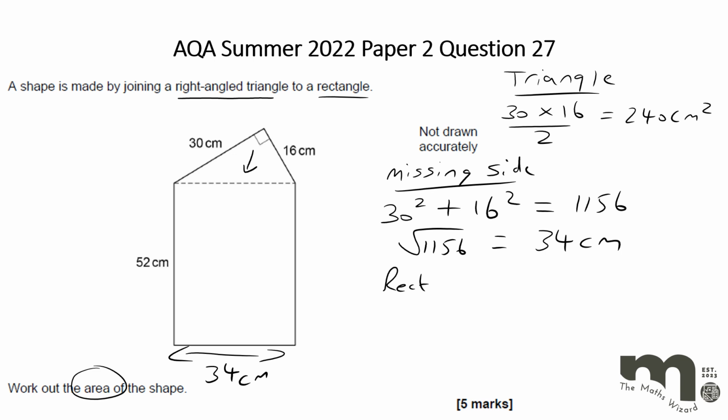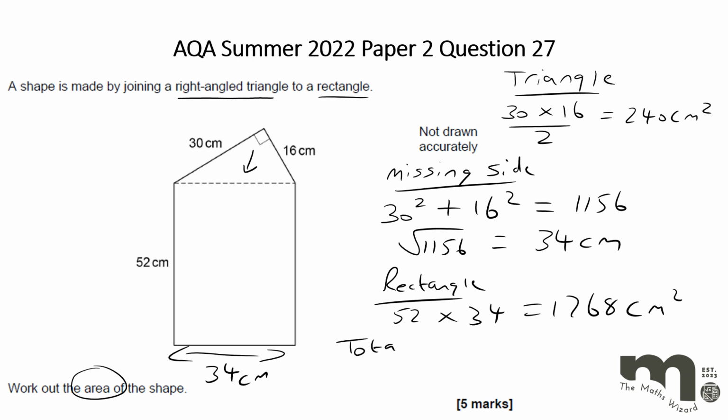So 52 times 34 is going to give us 1768 centimeters squared. So now we can add that to our triangle area. So 1768 add 240 is going to give us 2008 centimeters squared.